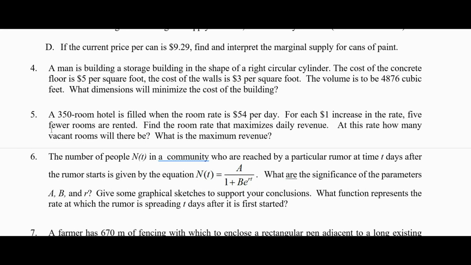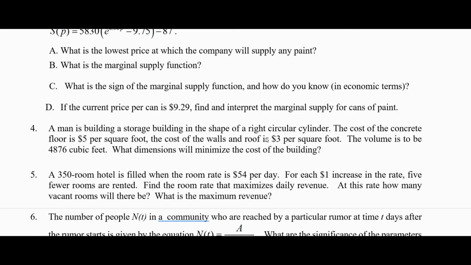Number 4, a man is building a storage building in the shape of a right circular cylinder. The cost of the concrete floor is $5 per square foot. The cost of the walls is $3 per square foot, and the cost of the roof is also $3 per square foot. The volume is to be 4,876 cubic feet. What dimensions will minimize the cost of the building?